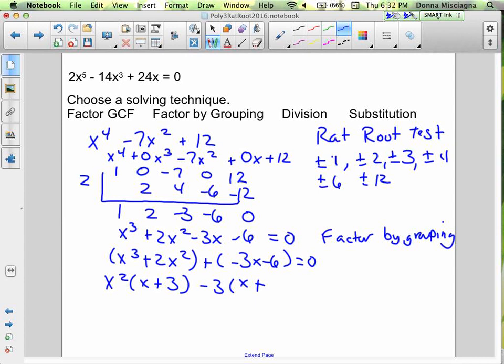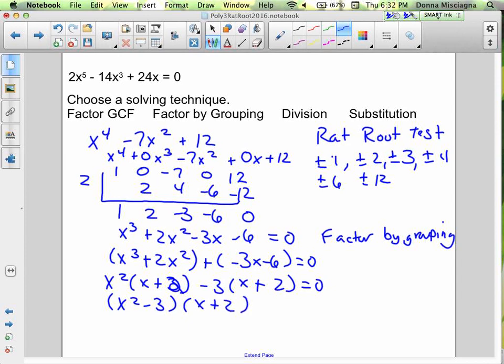Wait, how did that become a 3? We have an x plus 2. And we pull out the negative 3, and negative 3x divided by negative 3 is x. Negative 6 divided by negative 3 is 2. And then we have x squared minus 3 times x plus 2.